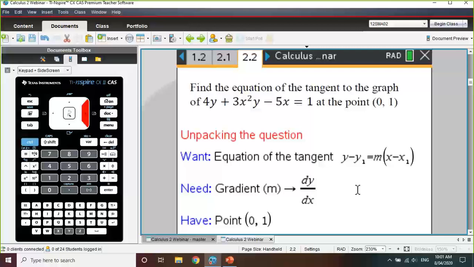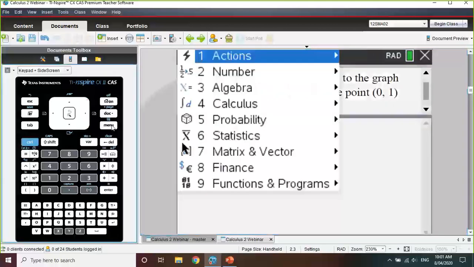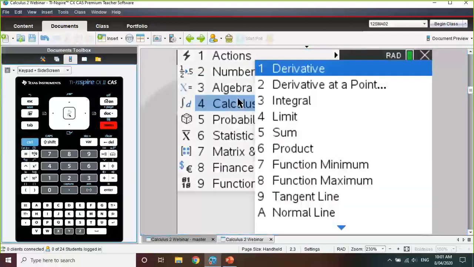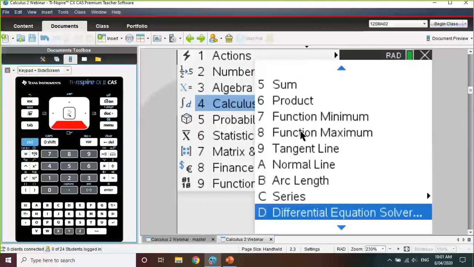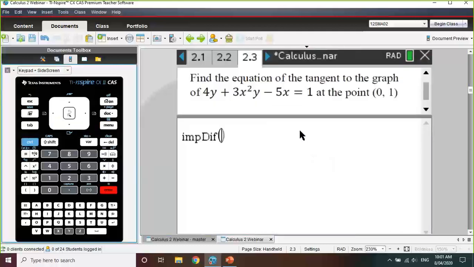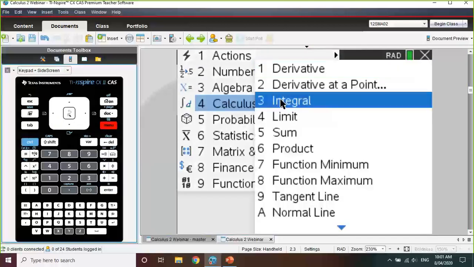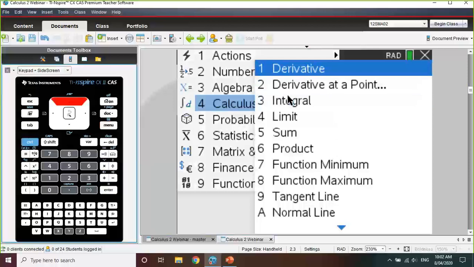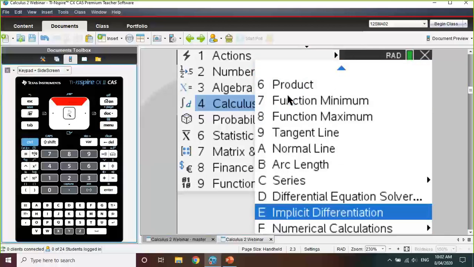To differentiate this relation here, to get the impDiff command, we can go through menu, into calculus, and then all the way at the bottom, we keep on scrolling, we eventually get towards implicit differentiation, E. Now, as a little shortcut in the exam, rather than having to scroll all the way to the bottom, once we're in the calculus section, if we press up at the top, it'll take us straight to the bottom of our sub-menu. So that's a quick way of getting to that command right at the bottom.